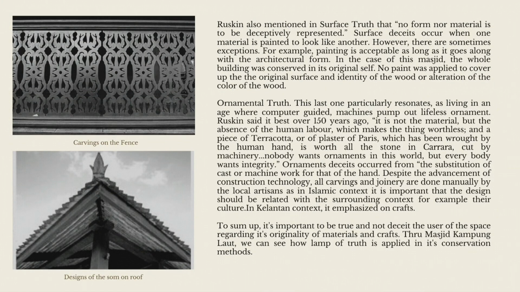Ruskin also mentioned in Surface Truth that no form nor material is to be deceptively represented. In the case of the masjid, the whole building was conserved in its original self. No paint was applied to cover up the original surface and identity of the wood, or alter the color of the wood. Under ornamental truth, Ruskin mentioned that deceit occurs when human labor is absent and the work is done by machine. In the case of Masjid Kampung Laut, it can be seen that all carvings and joinery were done by the local artisans despite having advanced technology in that era.